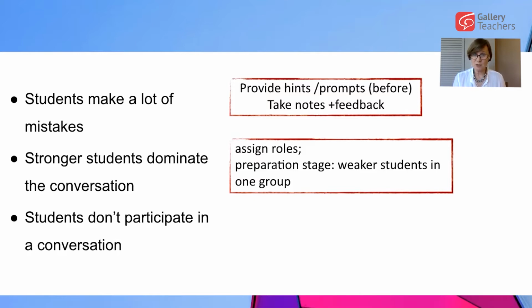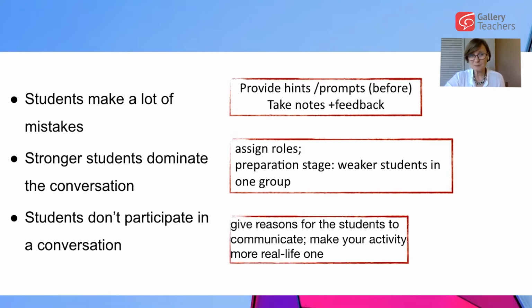After that, you can change pairs and put weaker students with stronger students and assign roles. They make the weaker student a presenter. And in this case, stronger student will help the weaker student with ideas, and they both can organize the presentation, and then weaker student can present. And in this case, they'll have a chance to speak.